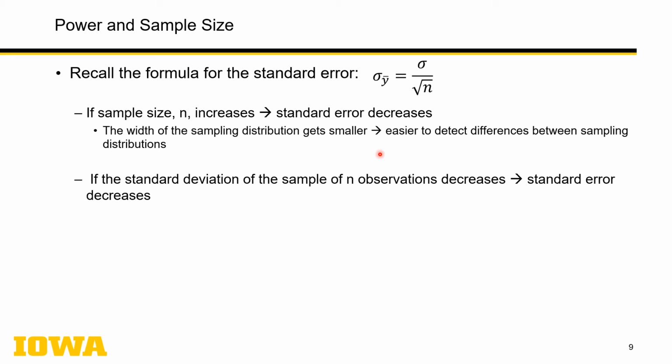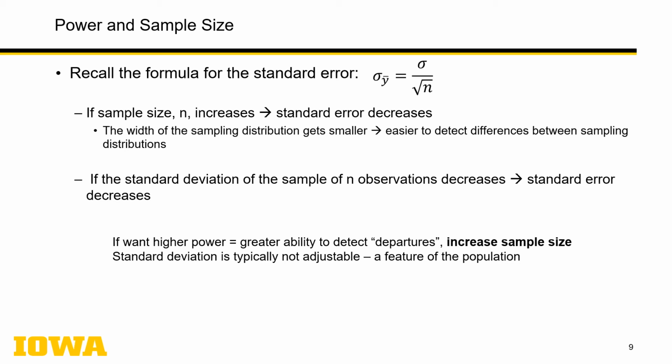That seems intuitive, and it's also built right into the equation. If the standard deviation of the sample of n observations decreases, the standard error also decreases. Likewise, if the numerator value goes down, that's also helpful. However, the standard deviation is tied to the population. It's very difficult to have a scenario in which you have control over the standard deviation. So if you want higher power, greater ability to detect departures, increase the sample size as much as you can. The standard deviation is typically not adjustable. It's a feature of the population. We just can't get at it that way.